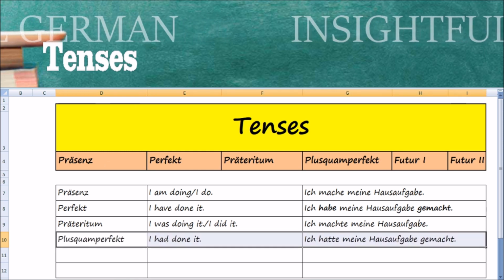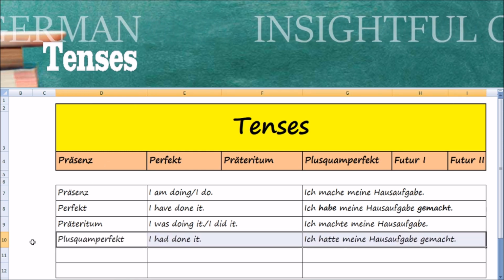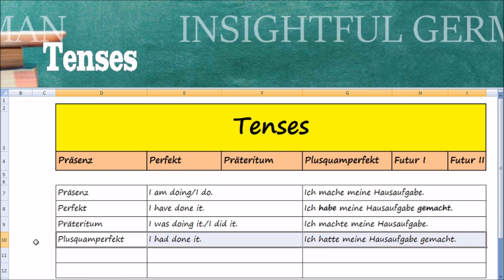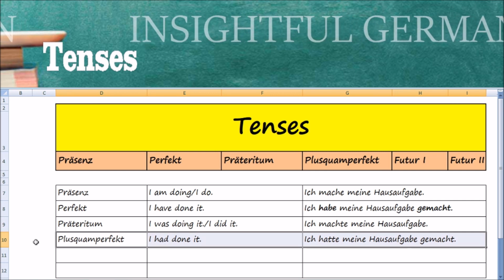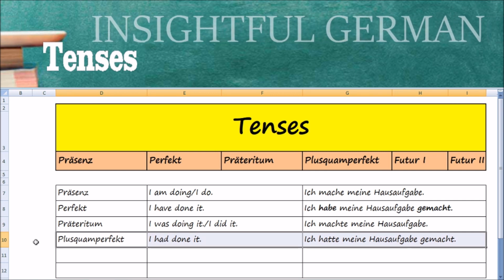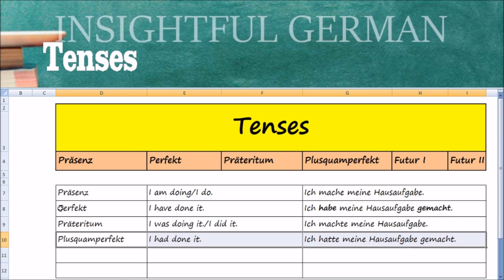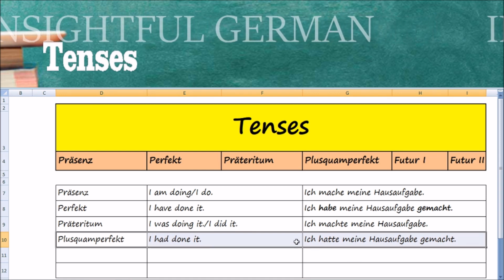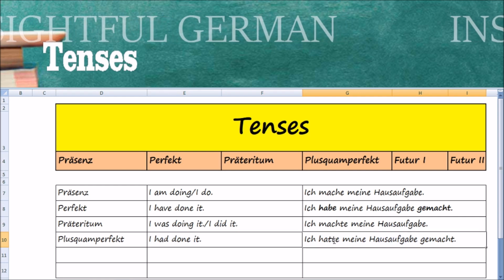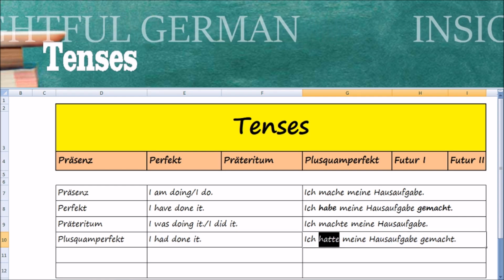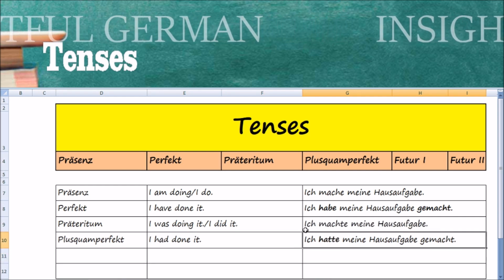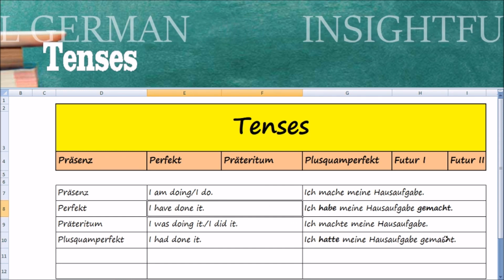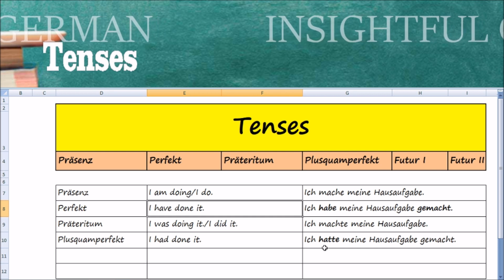Next is Plusquamperfekt, used when we are talking about an incident which happened a long time back, generally when describing history, historical events, or an era. Otherwise, perfect is generally used. Ich hatte meine Hausaufgabe gemacht. I had done it. The only difference from perfect is hatte instead of habe. Everything else remains the same.